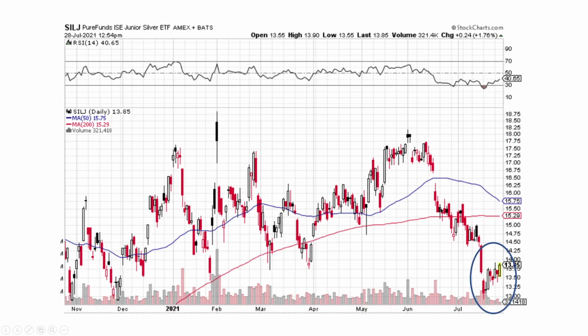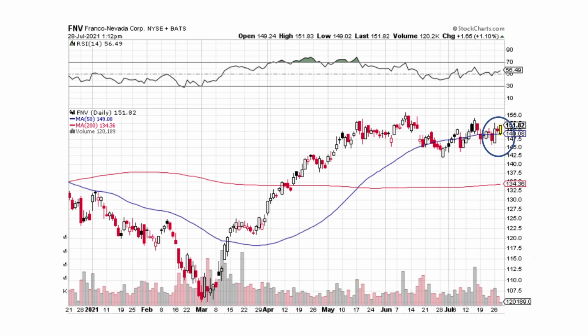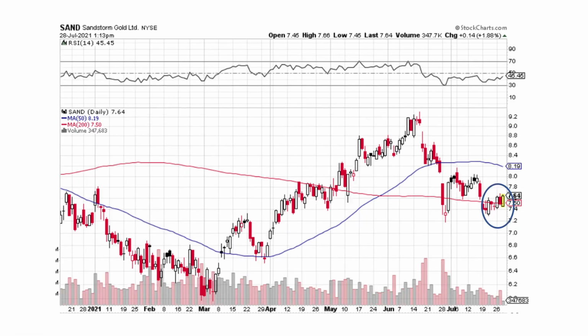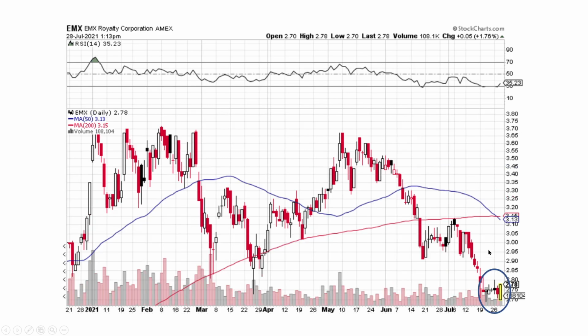Here's SILJ. We had this kind of sell-off here. We've got a bullish engulfing forming right today. I do think that the buying pressure is to the upside, at least on the short term. Franco-Nevada, another bullish engulfing here and another bullish engulfing here. That's 2 of the last 3 days we're signaling bullish engulfing patterns. Sandstorm Gold, again, we've got a bullish engulfing pattern here and another developing today. I think we're going to move on higher here. This is a bottom here, and I would be a buyer right here if it's me.